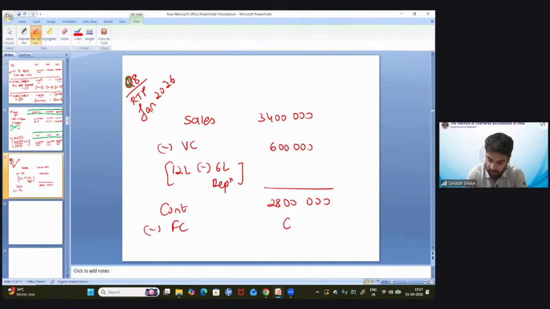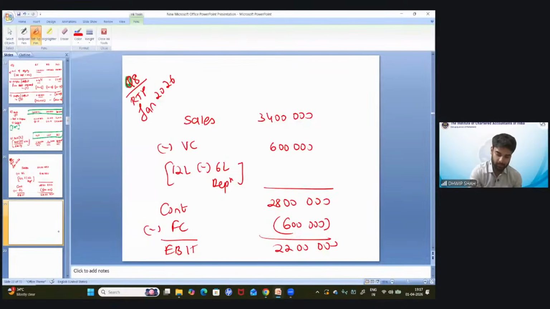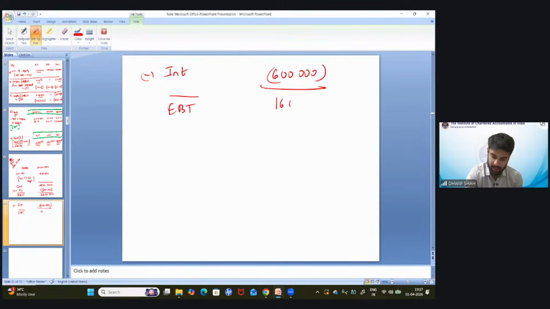Less fixed cost 6 lakh, 22 lakh EBIT. ठीक है? Interest 6 lakh and EBT 16 lakh. Determine OL, FL, CL. Okay, very simple. EBIT में से फिर हम interest minus करेंगे. How much is the interest given? 6 lakh. ये सब 6 लाख ही है. So EBT comes to 16 lakhs.